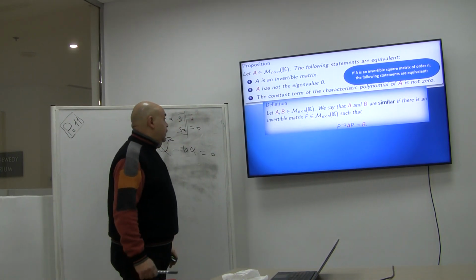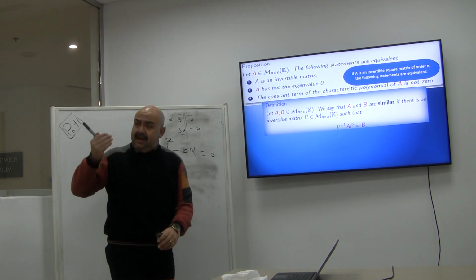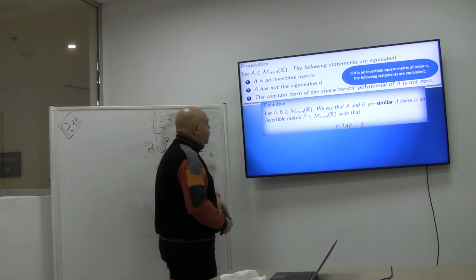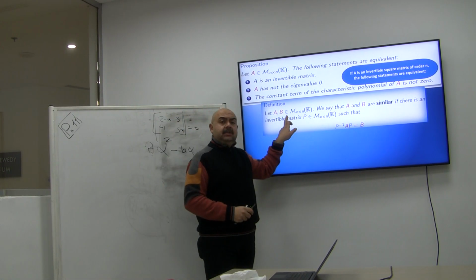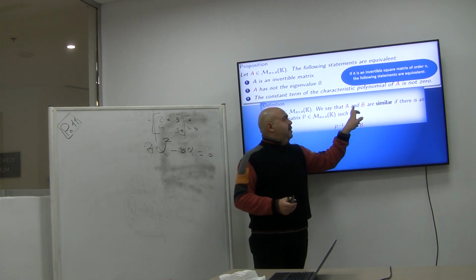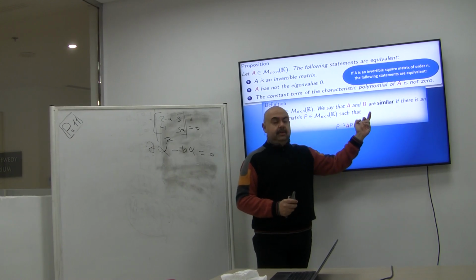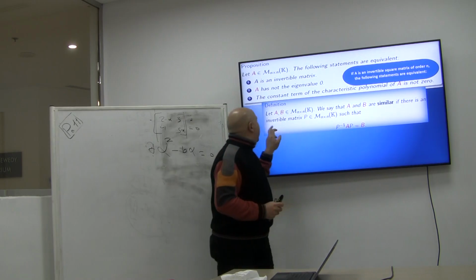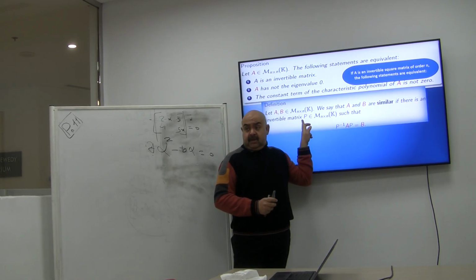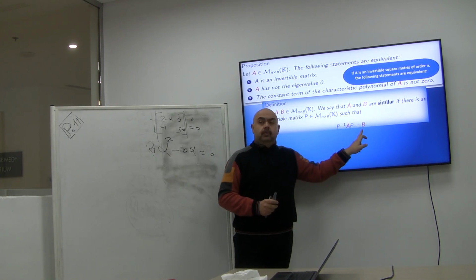Now go down. Be careful, this definition we took in the last lecture on linear transformation. What did it say? It said let A and B be matrices belonging to the square matrices. Then we say that A and B are similar. When are A and B similar? Note, if there is an invertible matrix, called what? P, such that P minus 1 AP will equal B.